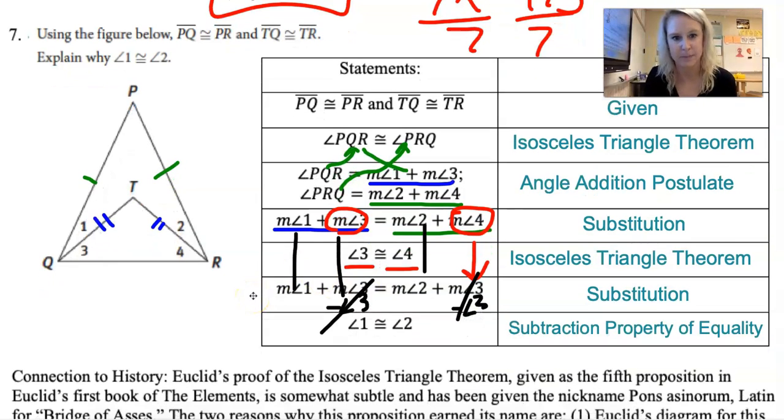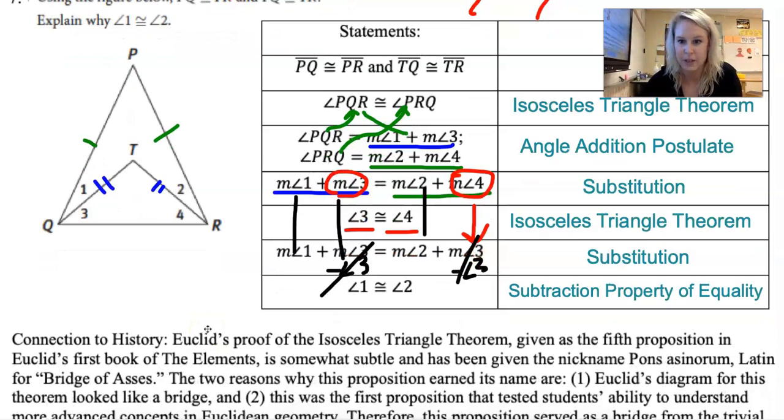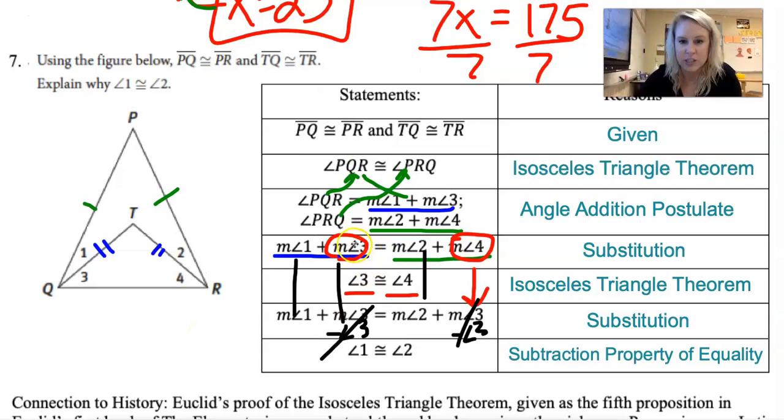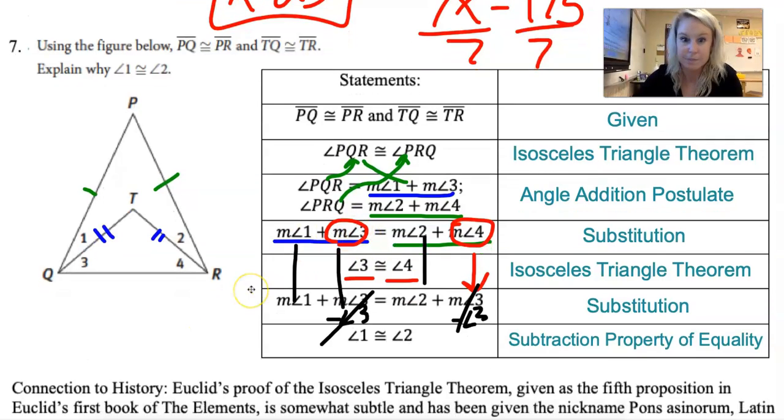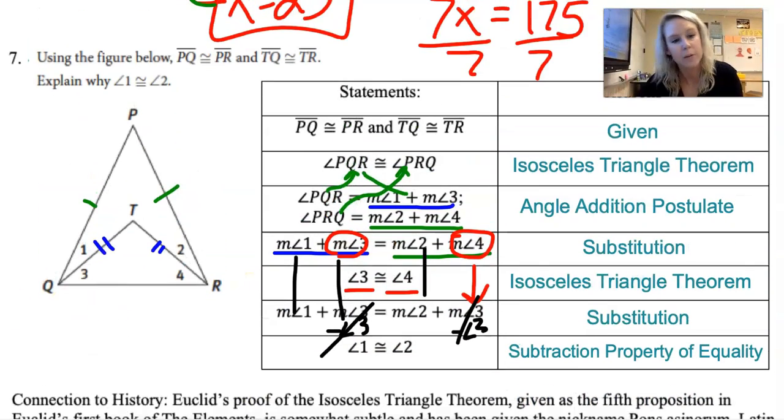Crazy proof, right? And back in the old days, they said you were unintelligent. How dare they? All right. Let me know if you have any questions on that. That is a pretty tricky proof. But we're going to move on.